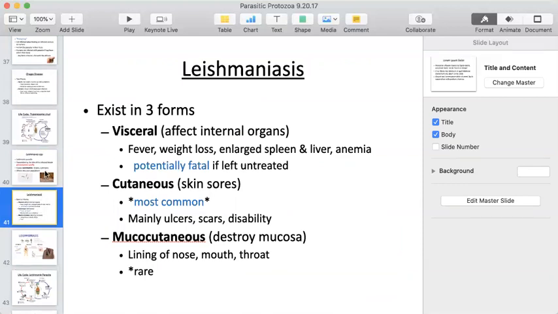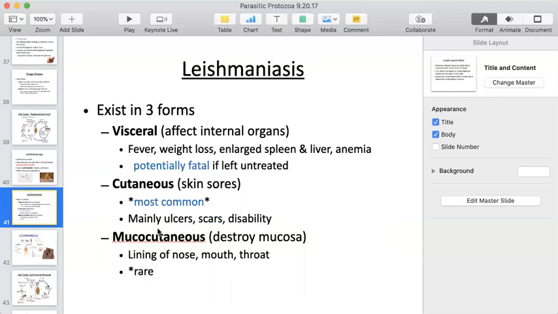So the disease, leishmaniasis, can exist in 3 different forms. You have the visceral form, where it's affecting your internal organs. This is the most potentially fatal form of leishmaniasis. You have a cutaneous form, where you basically have skin sores, and this one is pretty much the most common one. You're going to have scars or ulcers that might form. The mucocutaneous form destroys the mucosal lining of your nose, throat and mouth. This one is more rare.